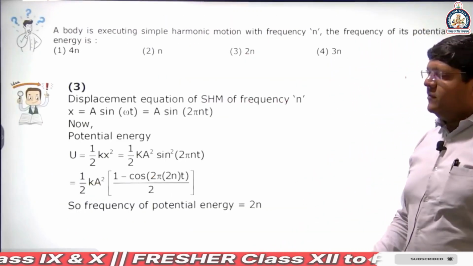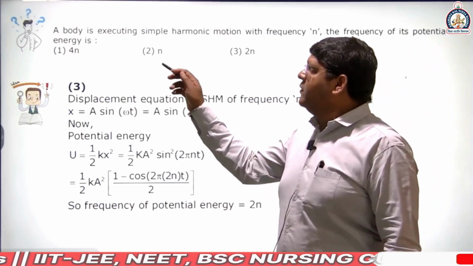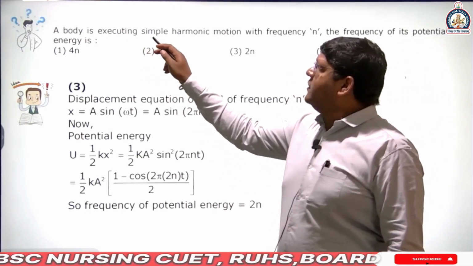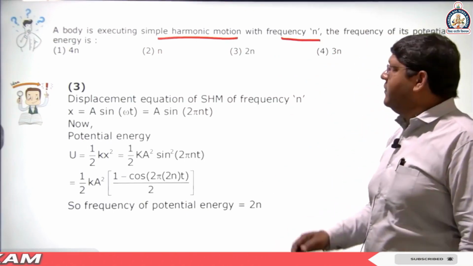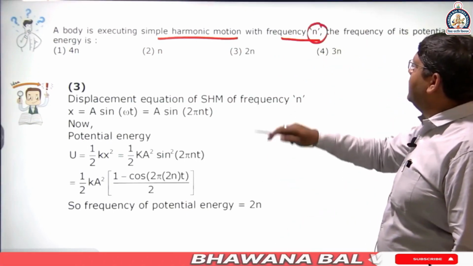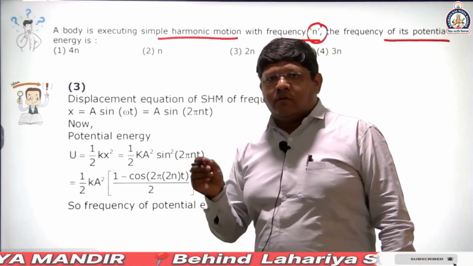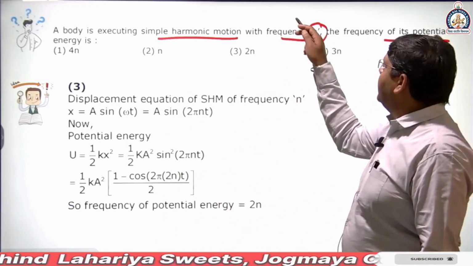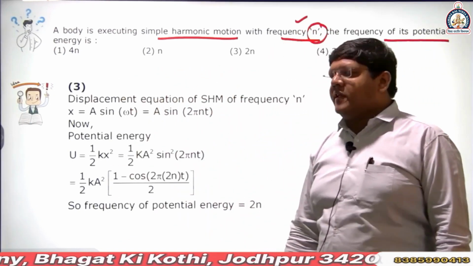The next question is from your class 11 simple harmonic motion, oscillations topic. The question says a body is executing simple harmonic motion with a frequency of SHM, that is equal to N. The frequency of its potential energy is? Now the frequency of SHM is given as N. We have to calculate the value of frequency of potential energy.